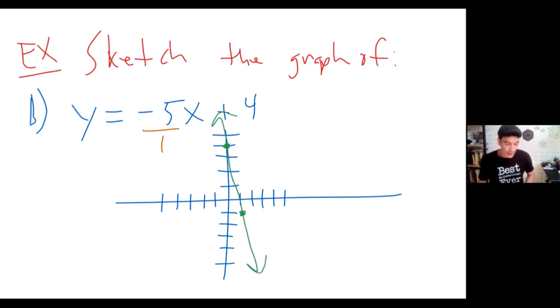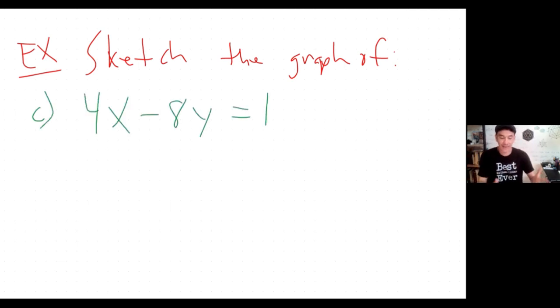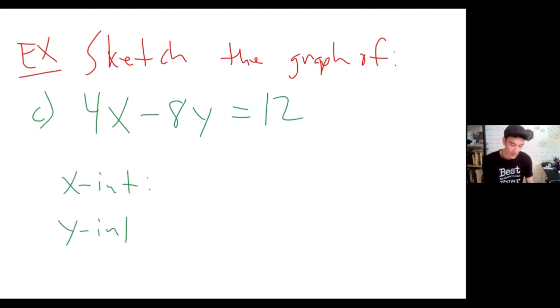What if you have one like this? What if you have one that says something like 4x minus 8y equals 12? Something that's in standard form. I'll show you the fastest way to do this. Why don't you write down x-int and y-int, x-intercept, y-intercept. Here is what we do.